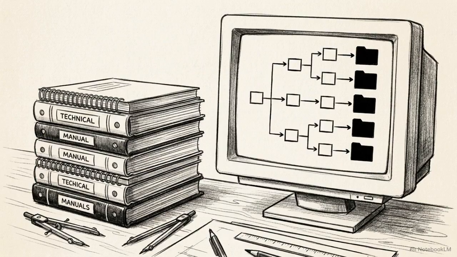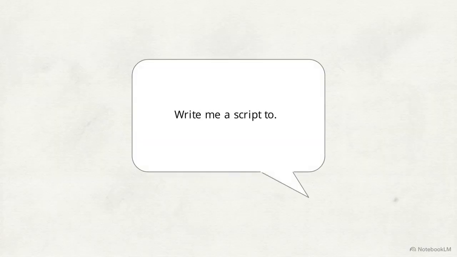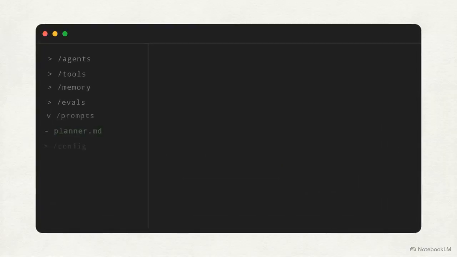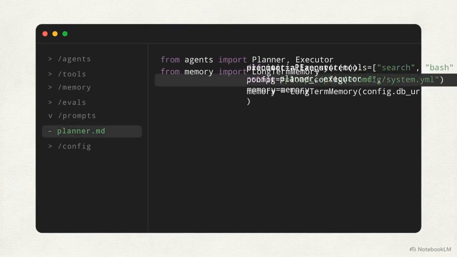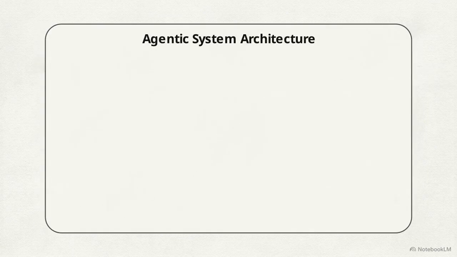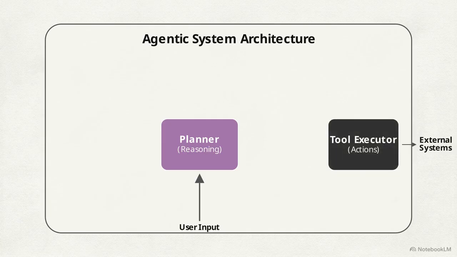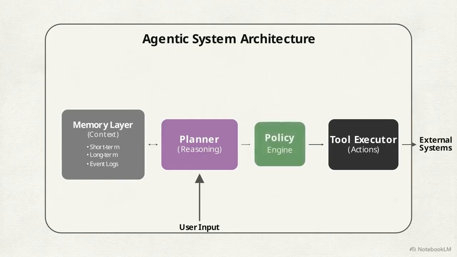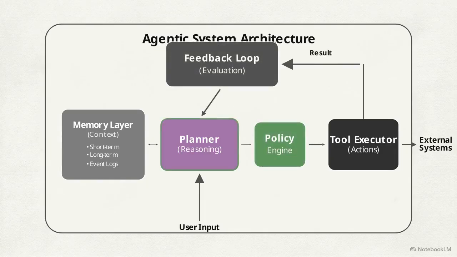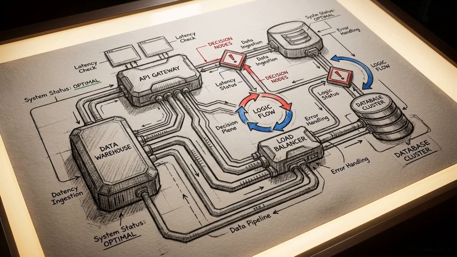Before writing a single line of code, we must adopt the core philosophy of this workflow. We are abandoning monolithic chat interfaces and moving into highly controlled software environments. This diagram illustrates the necessary architecture. A true agent requires 5 layers: a planner as the reasoning engine, a tool executor for external systems, a memory layer for context, a policy engine to enforce rules, and a feedback loop for evaluation. Relying solely on a foundation model's innate knowledge without building out this architectural scaffolding guarantees that the system will fail when exposed to real-world unpredictability.